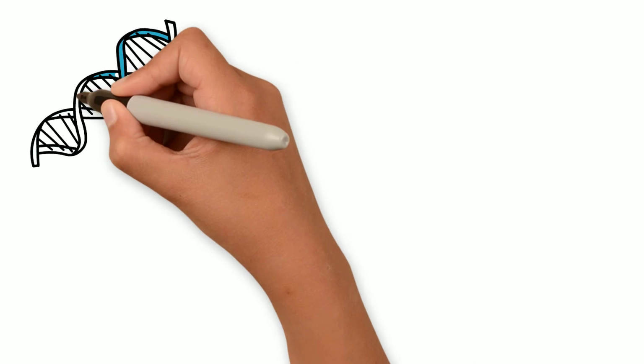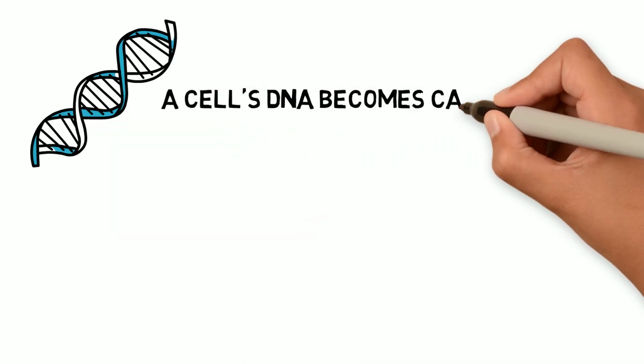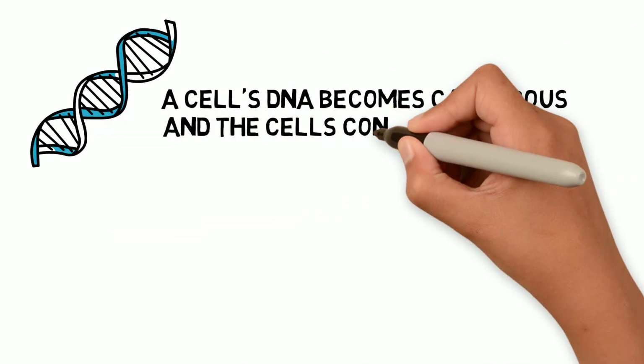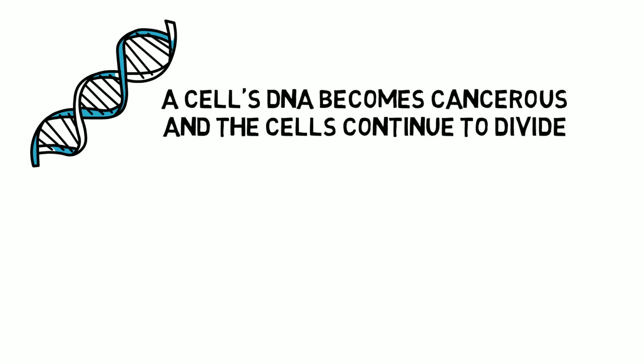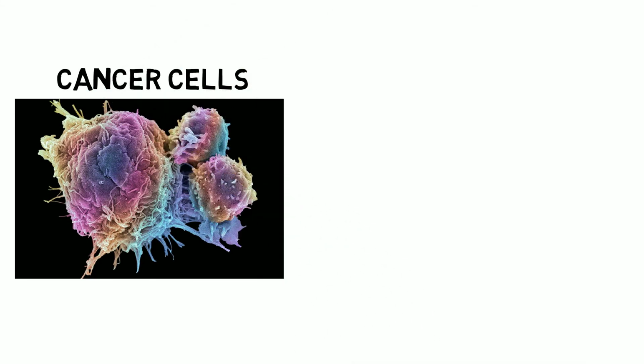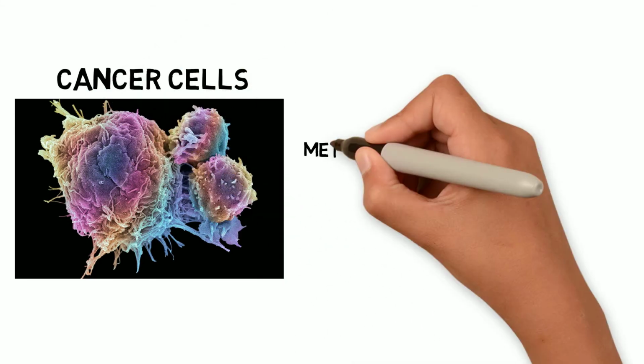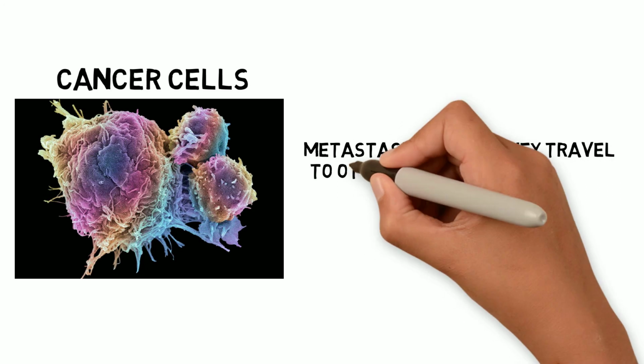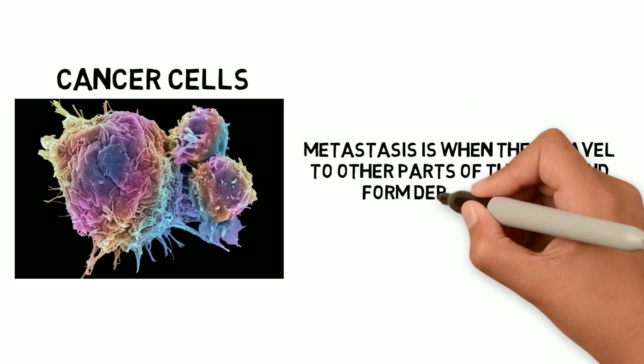Cancer occurs when a cell's DNA is damaged and becomes cancerous because cells continue to divide even when new cells aren't needed. As the cells accumulate, they form a tumor. Cancer cells can grow to invade and destroy normal tissue nearby. Cancerous cells can travel to other parts of the body to form deposits there, that's called metastasis.